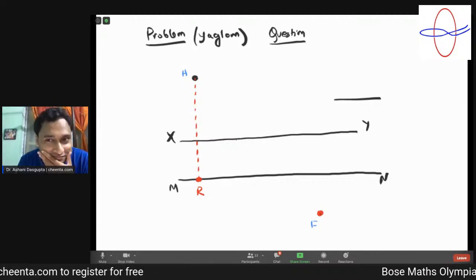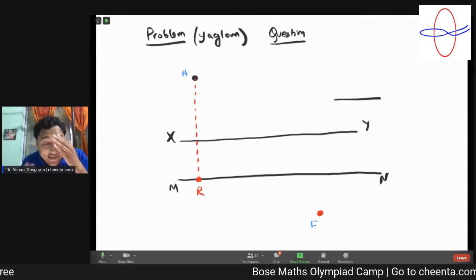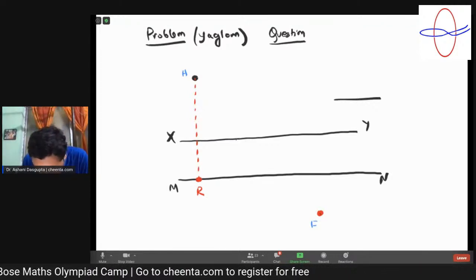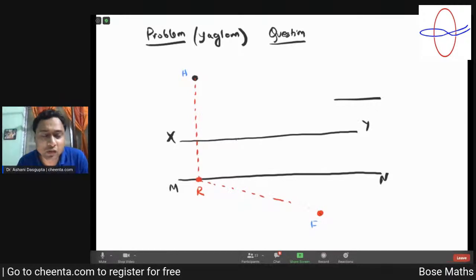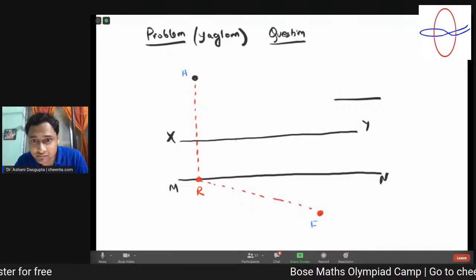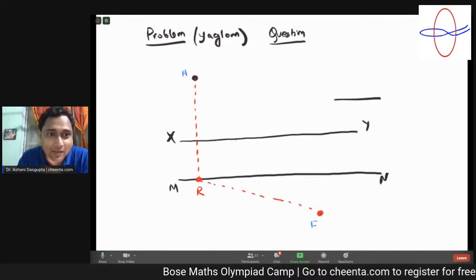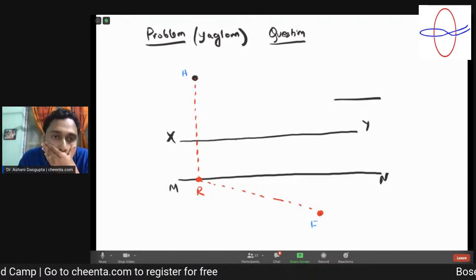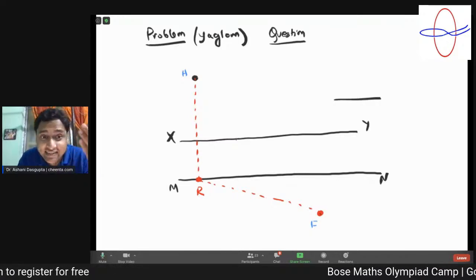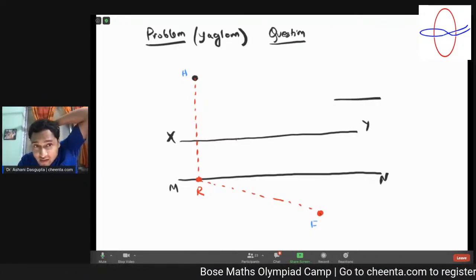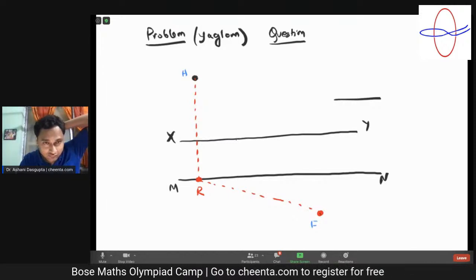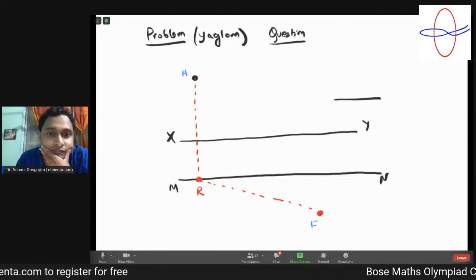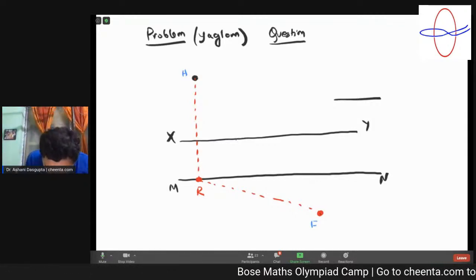Draw a straight line from R to F. Okay. What happens then after you draw a straight line from R to F? Is this the position where you should be drawing the bridge? Sir, you have to draw another perpendicular from XY to F. Okay, maybe let's draw that.